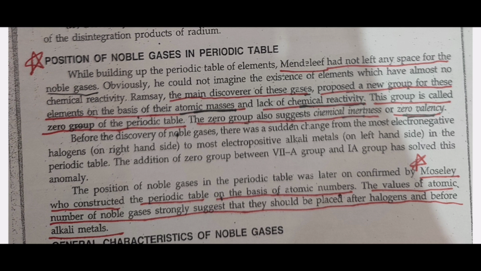Discovery of radon. Radon was discovered by Dorn in 1902 as a result of the study of distillation products of radium.